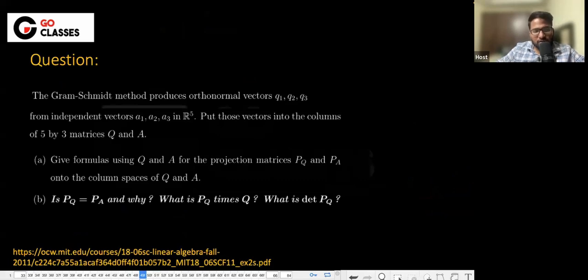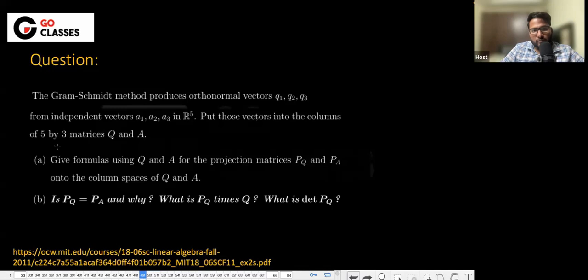So now let's just see this question. They're talking about the Gram-Schmidt method. Let's not worry about what this method does or how it works. But it will produce orthonormal vectors. Given any basis, it can convert it to an orthonormal one. Let's suppose from A1, A2, A3, which are linearly independent vectors in R5, you have got Q1, Q2, Q3. So Q1, Q2, Q3 is orthonormal.